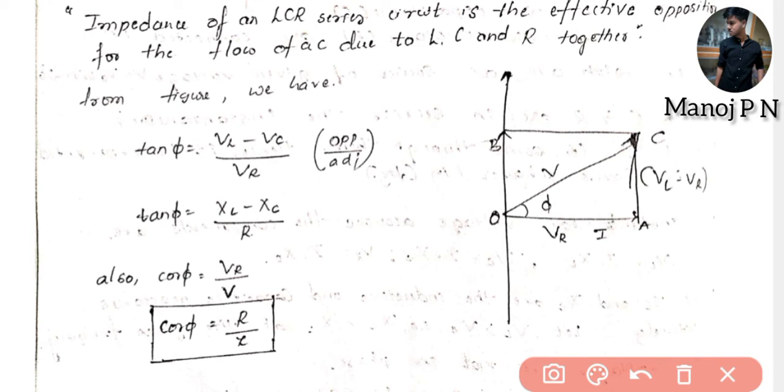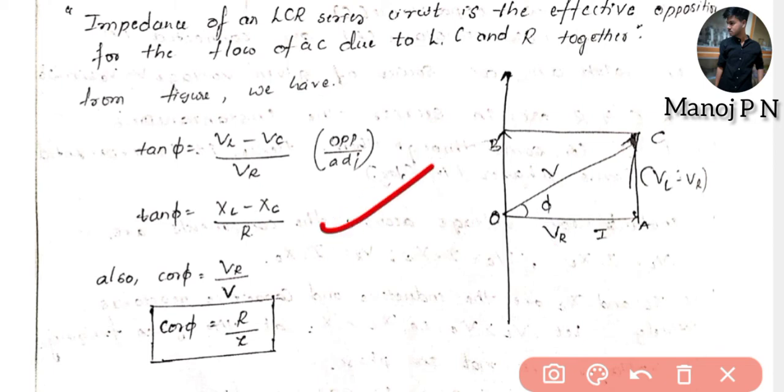Okay, let's see. Here we have the phase. Let's consider tan theta. What is the definition of tan theta? That is opposite divided by adjacent. What is opposite over here? VL minus VC, we have written VL minus VC. And what is adjacent to this phase? That is VR, we have written over here. So we have got this tan phi value, and then also cos phi.